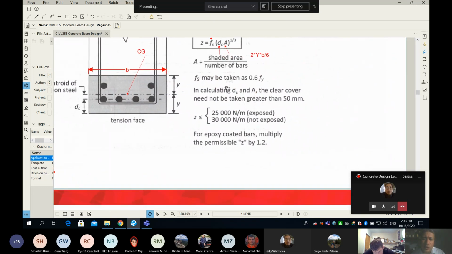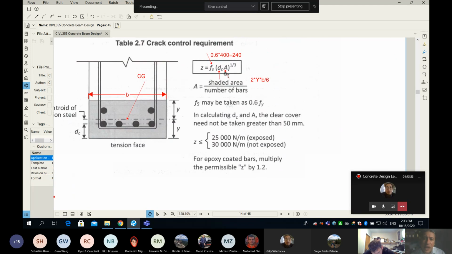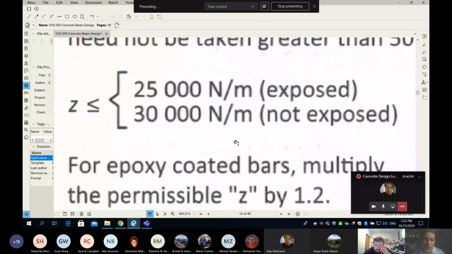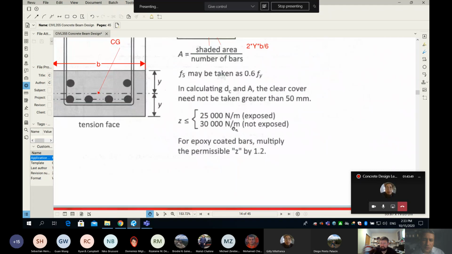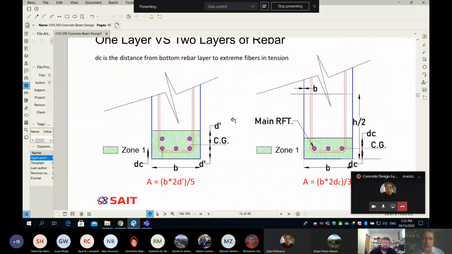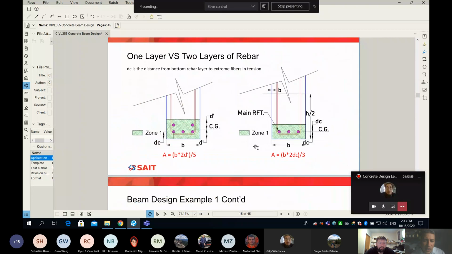Once you figure out what your DC is and what the A is, and you go through this math, you will find the Z, and then finally your Z has to be less than or equal to 25,000 for exposed beams, and 30,000 for not exposed, which means exterior and interior beams. Are you guys following? Okay, if you are, again, this is kind of a better representation.